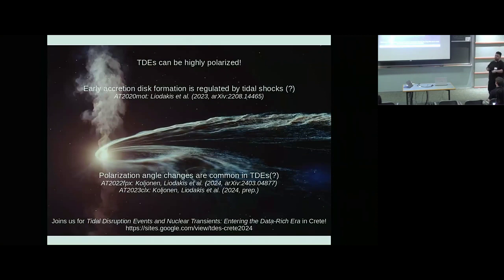And what seems to be an emerging trend is that we see these changes in the polarization angle that need to be explained. So whatever model you subscribe to, it cannot be a very simple, symmetric, uniform thing. It has to be dynamic, it has to change over time. Otherwise, there's no way to get the polarization properties that we see.